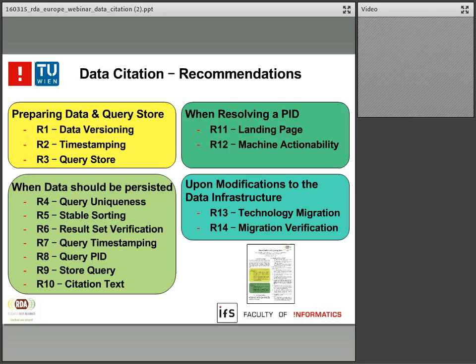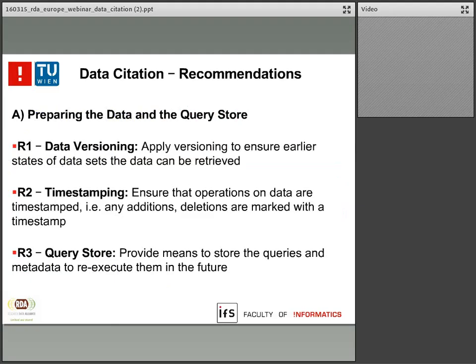Now, here are the 14 recommendations on a single slide. The first block, the yellow one, is preparing the data and the query store, recommendations 1, 2, and 3. The next set of recommendations all deal with specific activities that you may want to consider in order to precisely identify your subset and get stable persistent identifiers assigned to them. 11 and 12 are for resolving the persistent identifier, and 13 and 14 are forward-looking recommendations. What happens if you change the technology of your database, if you migrate the data to a different representation? How do you deal with that? What I'll do now is go through those recommendations one by one, briefly explain the idea behind each recommendation, and give you examples of how they could be put into practice.